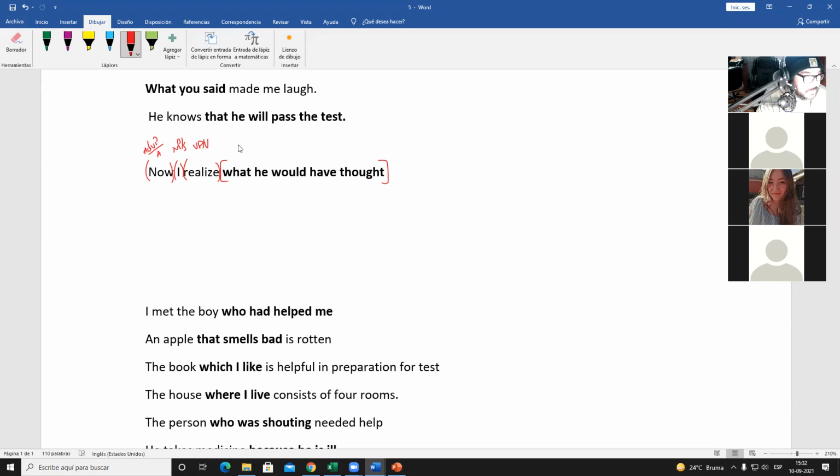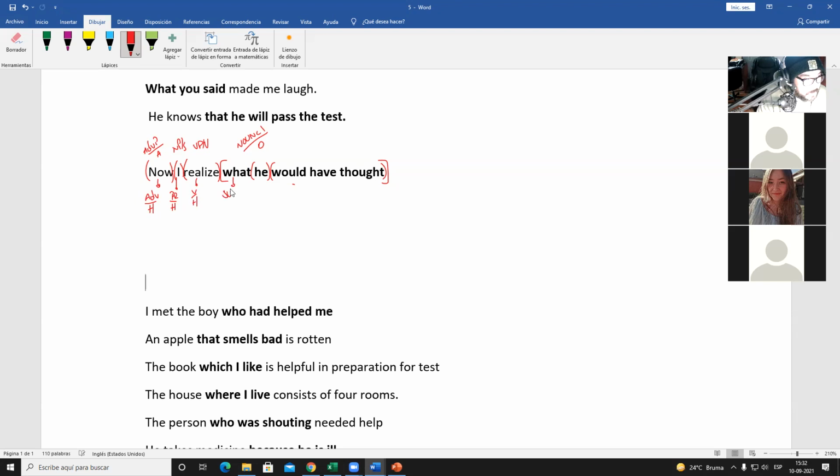Therefore, this is a noun clause acting as an object, right? Inside of it, verbs. Would have thought, he. This is the adverb head, the pronoun head, the verb head.